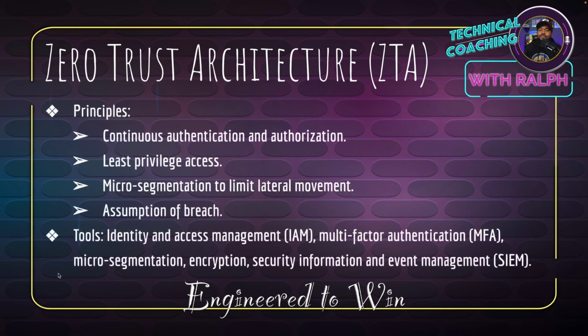So let's move on. The principles of Zero Trust Architecture would be continuous authentication and authorization, and least privileged access. So you have no rights, and as you need them, we'll grant them to you. Microsegmentation to limit lateral movement. So you might be able to access this part of the network, but you can't access that part. You can't access this folder because why do you need it? Prove to me that you need it, and then we'll give it to you, right? And you always assume a breach.